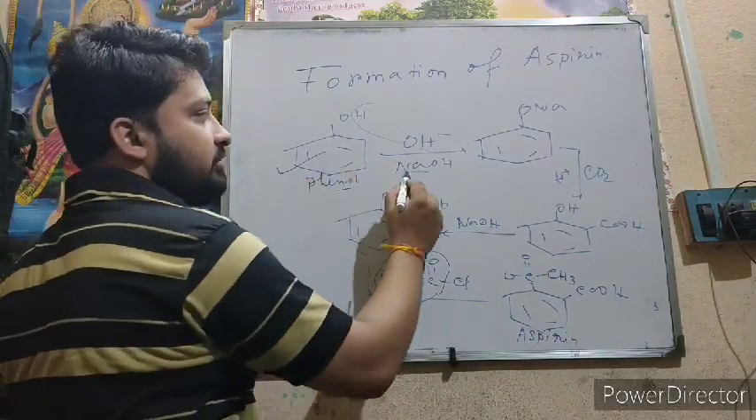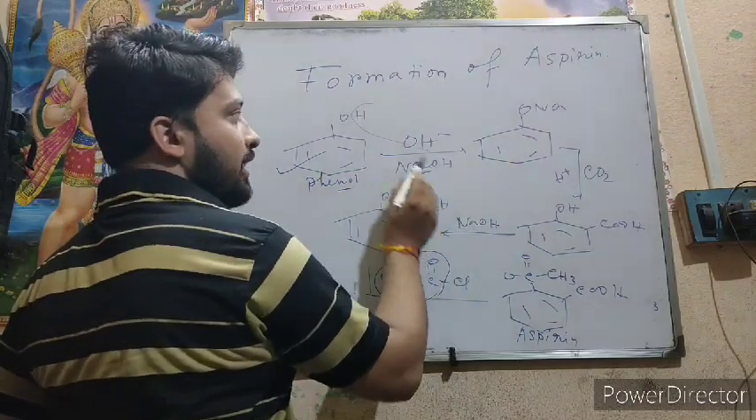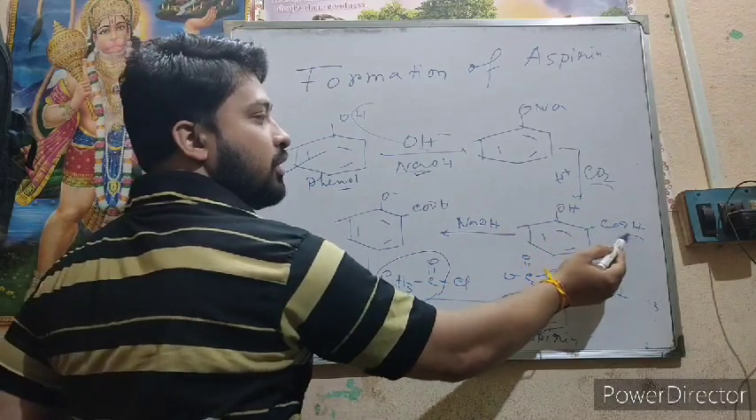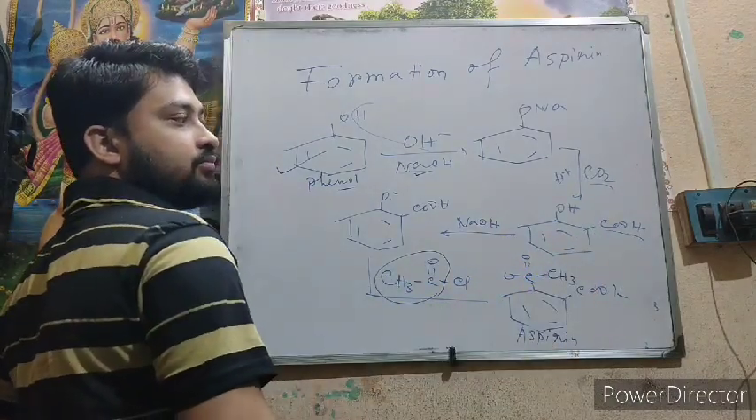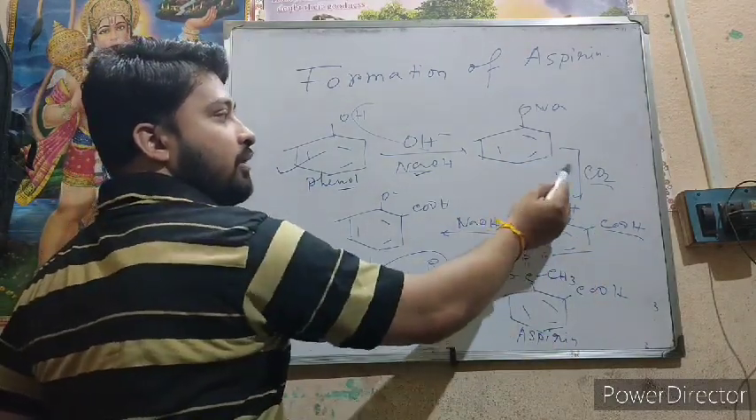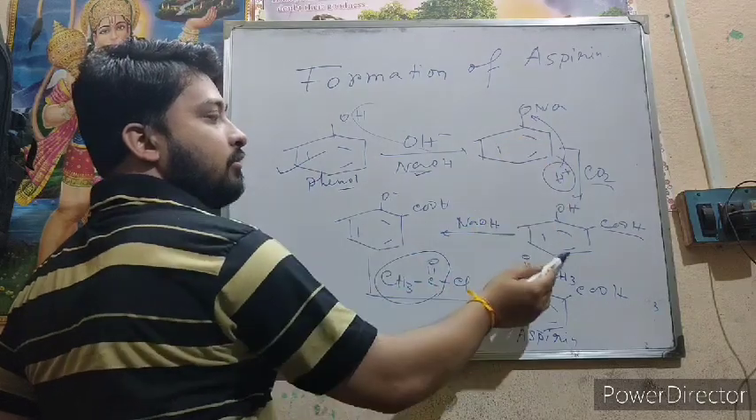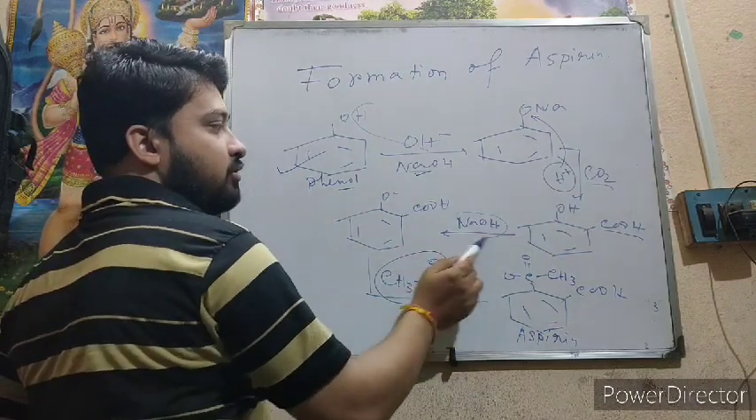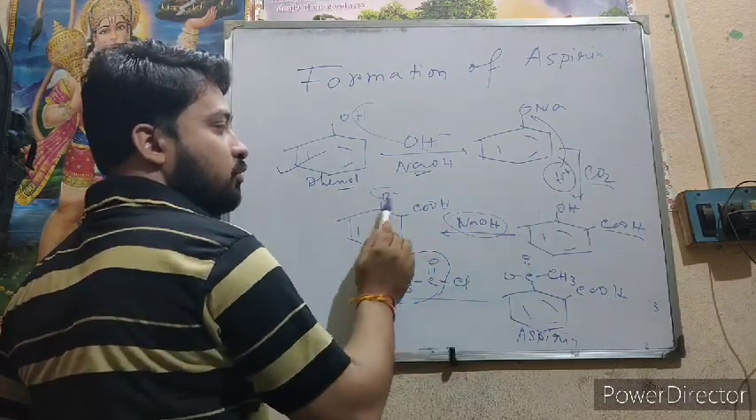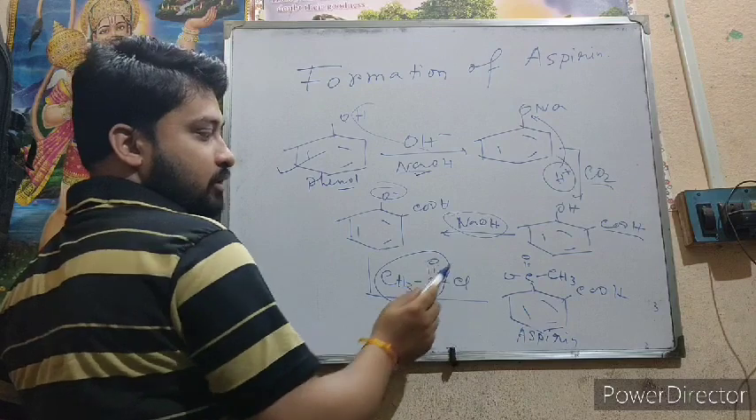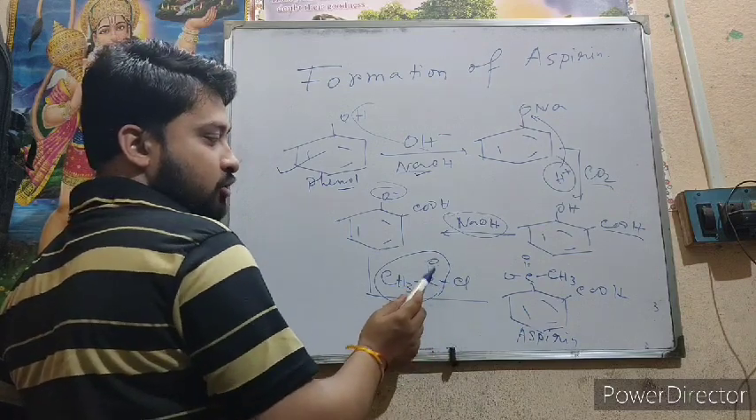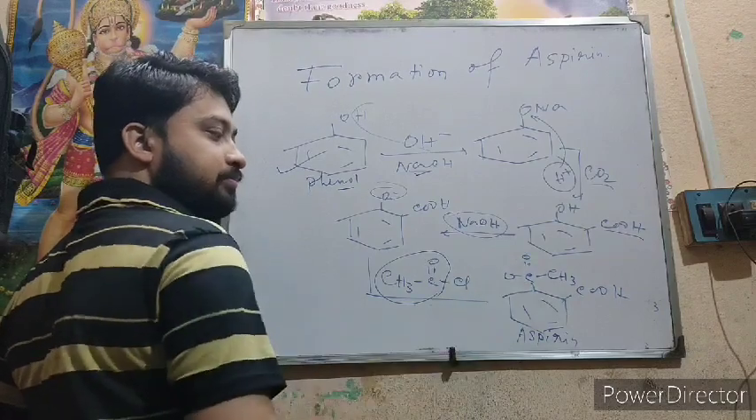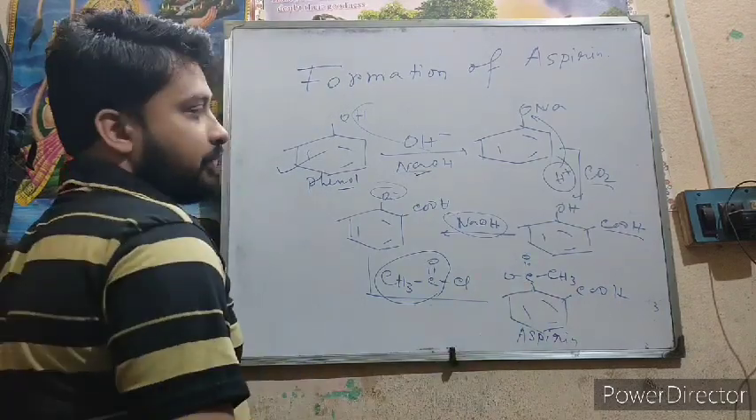Firstly, we take phenol, it reacts with NaOH, you get ONa. Then you react with CO2, you get COOH. And ONa, when you acidify ONa, you always get phenol, OH. And OH, when you react with NaOH, this O gets minus, O minus. And you react with this acyl chloride, you get COCH3 on this position. So you get COCH3. This is aspirin. Okay.